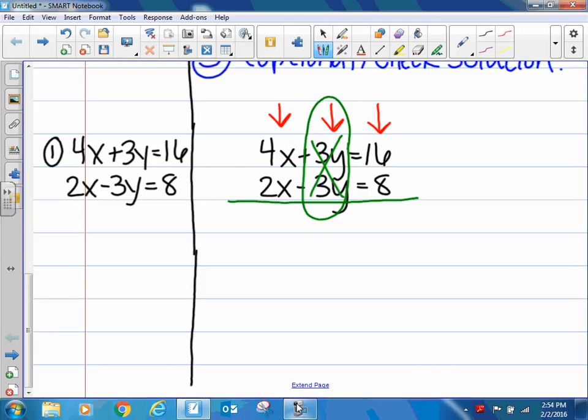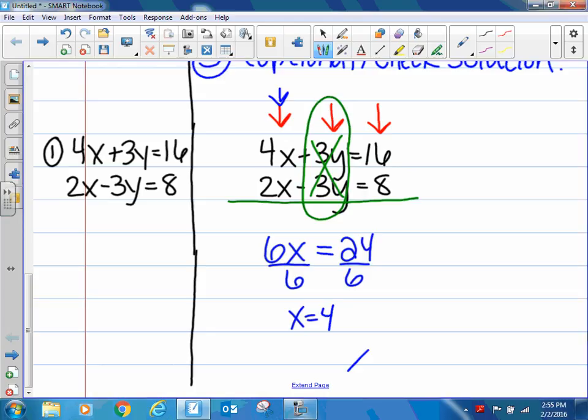Let's look. In this column, I have 4x and 2x. 4 plus 2 is 6x. My middle column canceled out, and then I have left over a 16 and an 8. I'm going to combine those. 16 plus 8 is 24, and now I can solve for x. X equals 4. Now that I have one of the solutions, I can plug it back into either equation. I'm going to pick the first one.